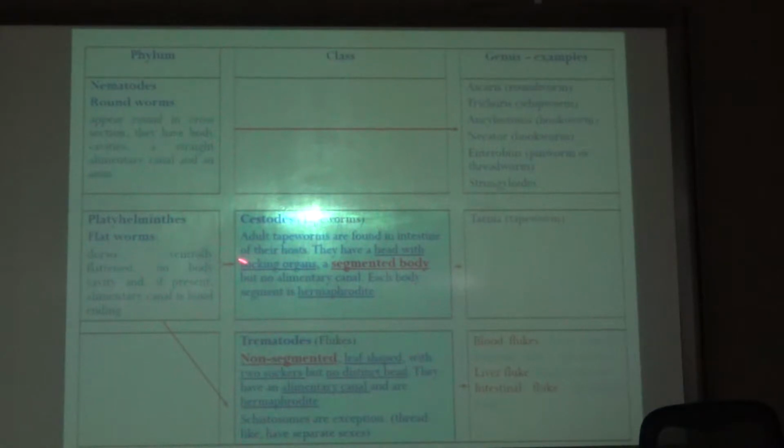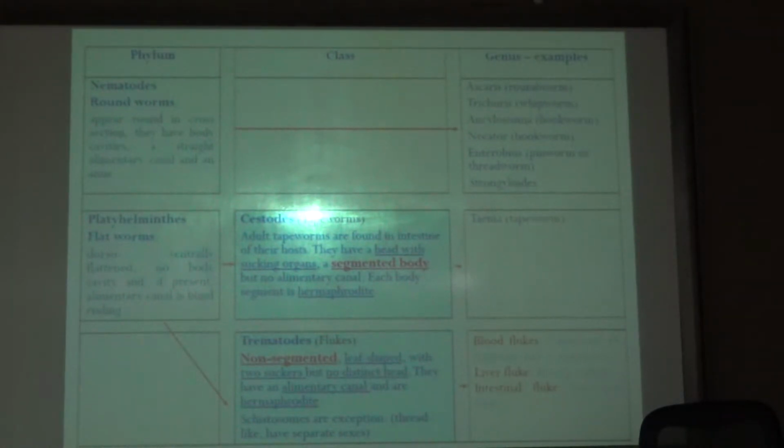So and if we further divide them, what is the difference between these tapeworms and flukes or cestodes or trematodes? If you see the red part, they have got segmented body, and trematodes have got non-segmented body. Beside this, they have head with sucking organs. They are leaf shaped. Sometimes the name leaf like flukes is also used for them, with two suckers but no distinct head. They have an alimentary canal and are hermaphrodite.